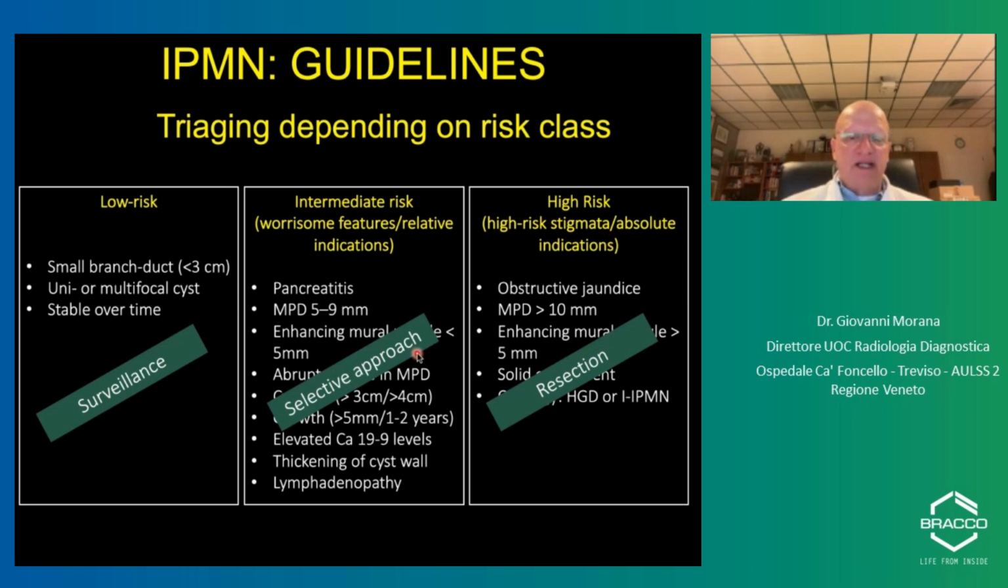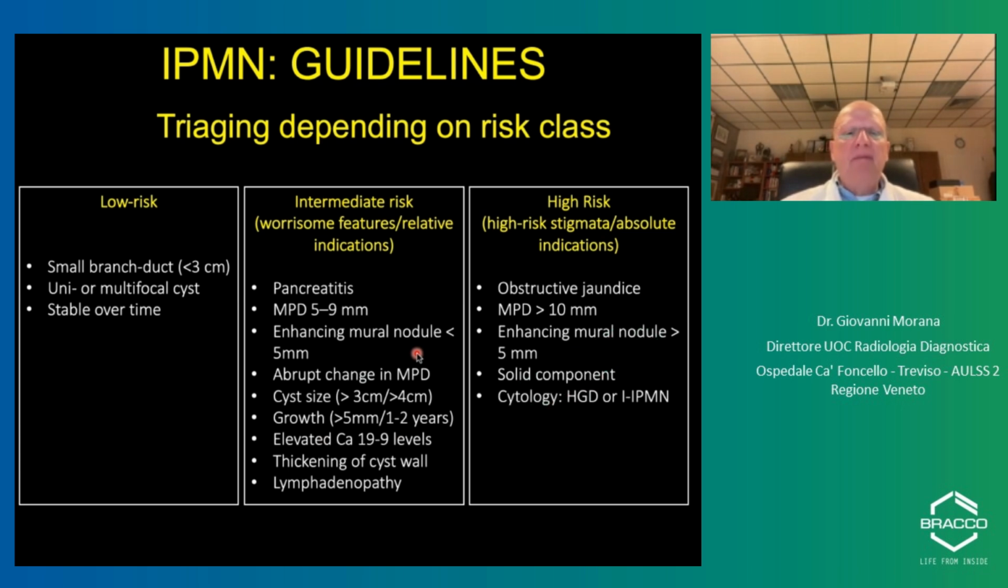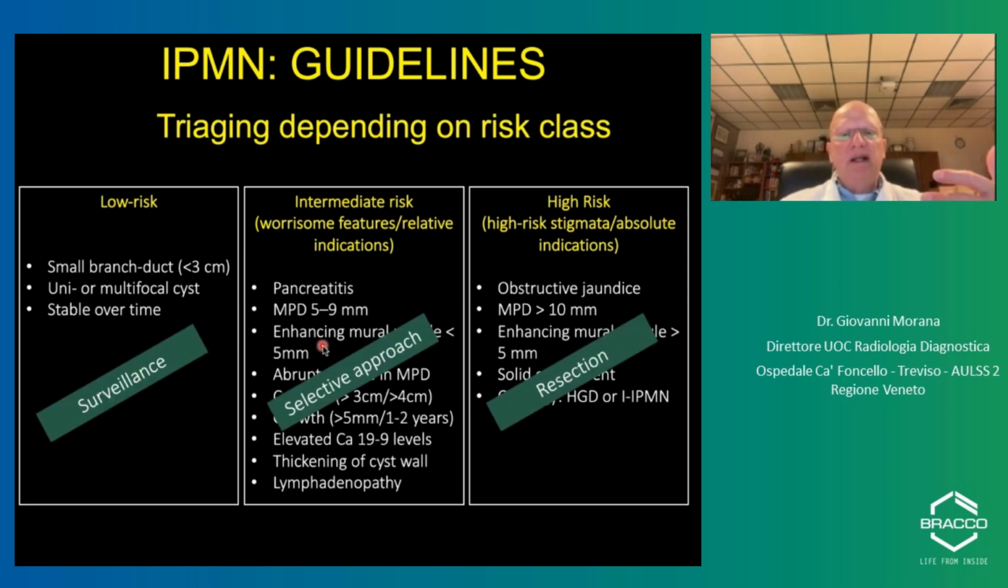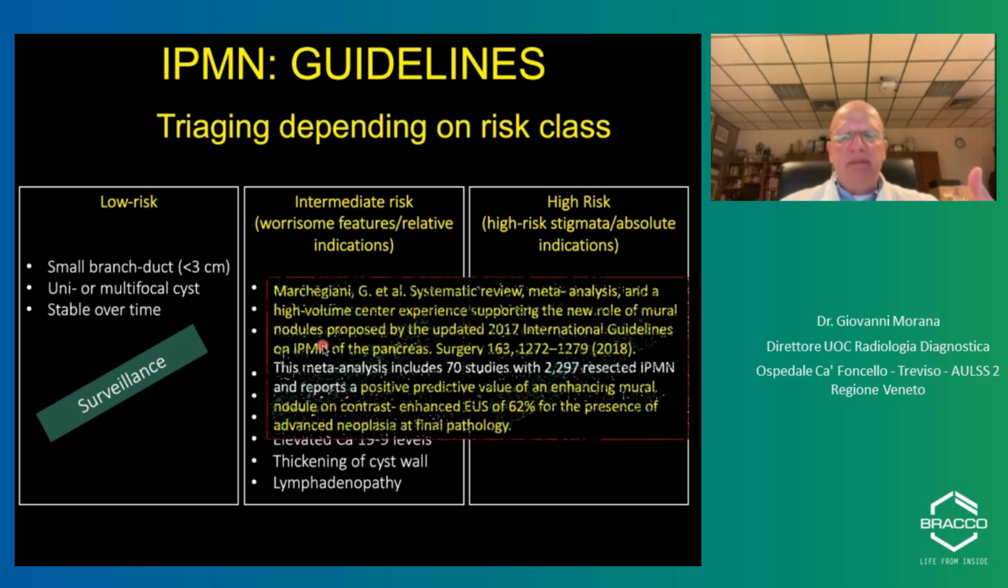In case of a selective approach, how can we manage this patient? There are some main features which allow us to distinguish. And the problem is when we deal every day with many patients, this becomes more and more difficult. We have to perform more and more examinations. And what is important, even in case of enhancing nodules after endoscopic ultrasound with contrast, only 62% of these lesions were truly cancer at the pathological analysis.